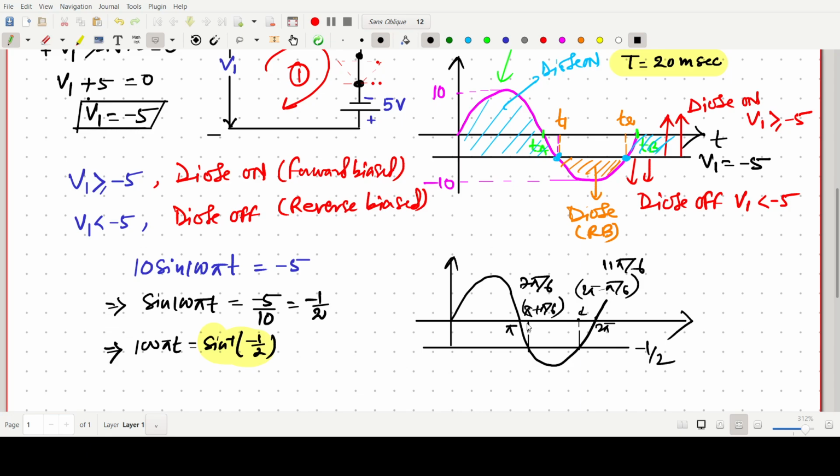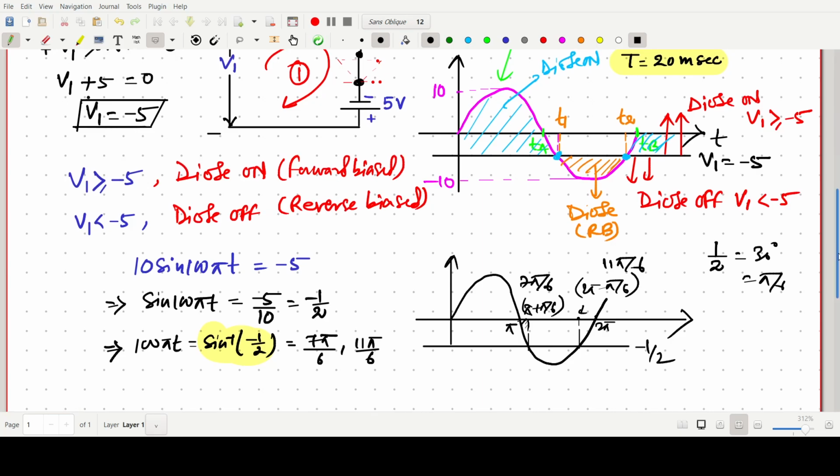Pi plus pi by 6. The value of sine equal to 1 by 2 is 30 degrees, pi by 6. But it is negative, so pi plus pi by 6. So we get 7 pi by 6 and 11 pi by 6. This value will be either 7 pi by 6 or 11 pi by 6. You can directly use a calculator also, but this is the simple one, so that's why I am showing you.